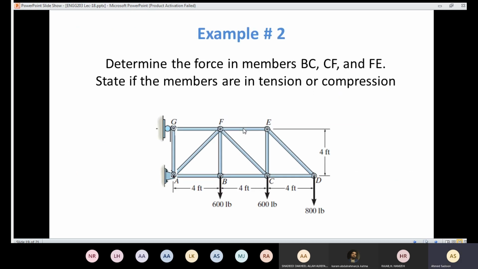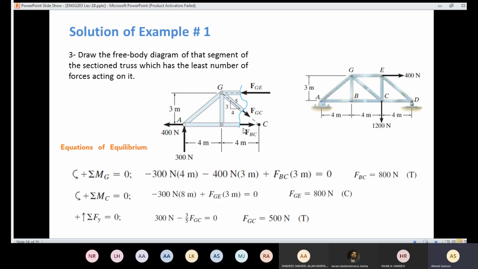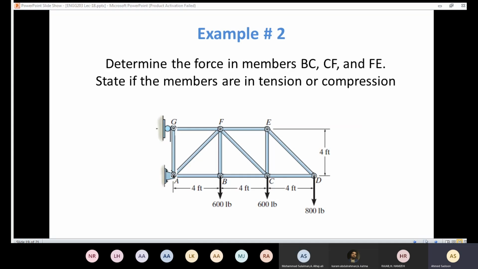Now I finished example number 1. If you have any questions regarding this example, please see example 2. So now we need to solve example 2.